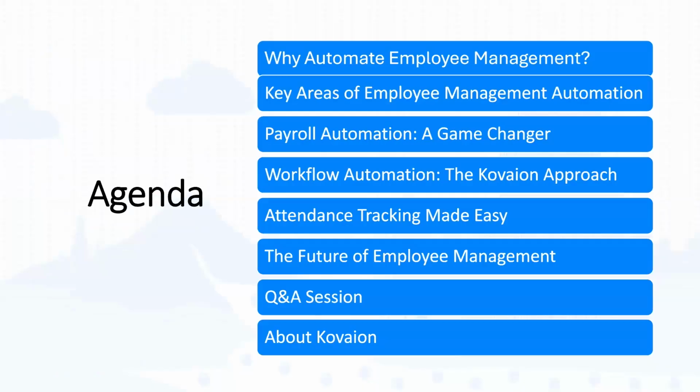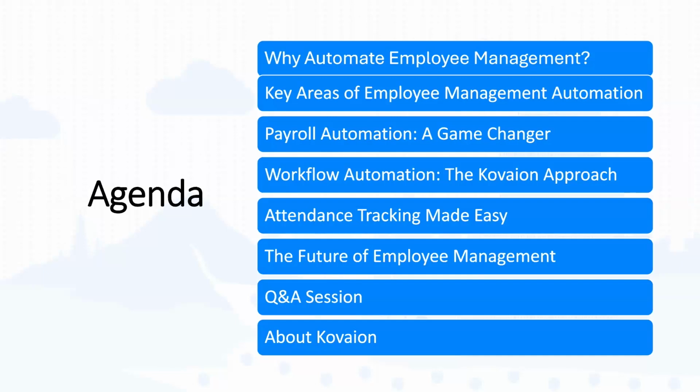Before we dive into the details, let me walk through today's agenda, which is designed to help you understand the transformative potential of automation in employee management. We will start by answering the important question, why automate employee management? Here, we will explore the key benefits of automation, including saving time, improving accuracy, and enhancing overall employee satisfaction. Next, we will dive into the key areas of employee management automation. We will learn about critical processes such as payroll, attendance tracking, onboarding, and performance management that can be streamlined with the right tools.